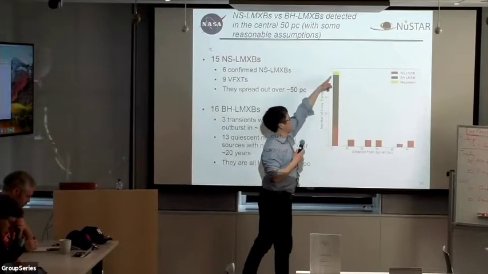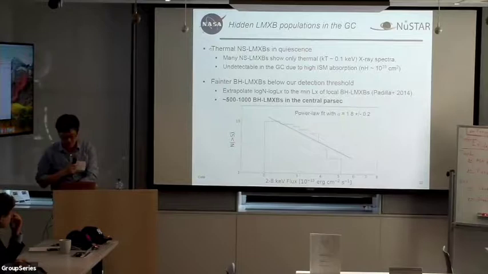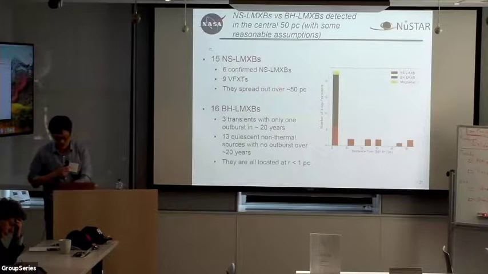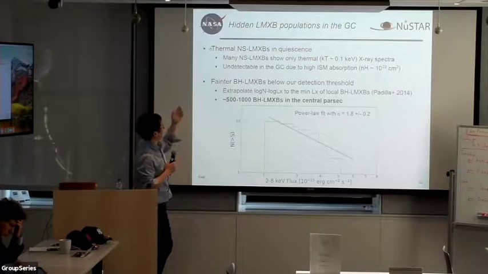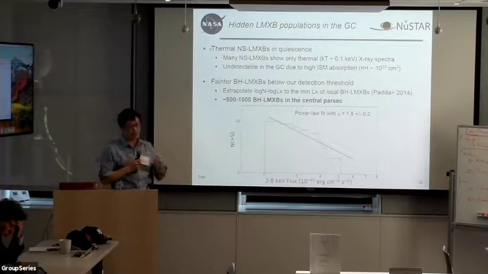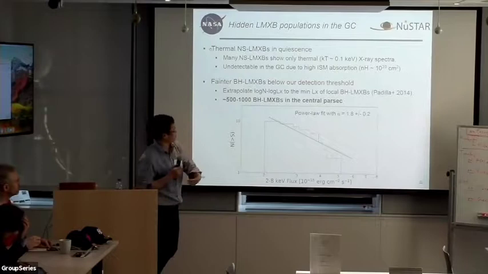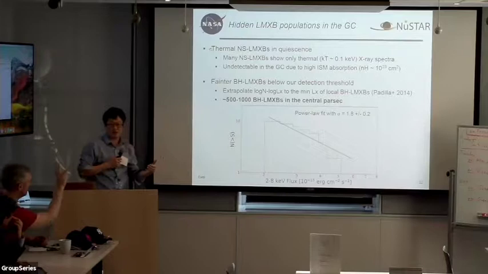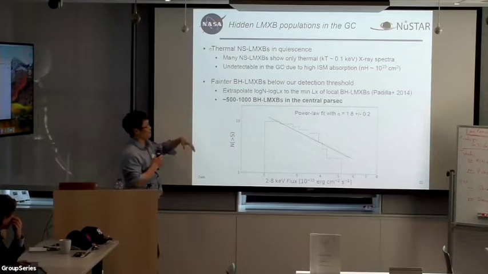Okay, so right now there are about 15 neutron star and 16 black hole LMXBs, but that's not the whole story, because we may have some hidden LMXB population. Number one, if you look at the globular clusters, there are many neutron star LMXBs with low accretion. They just give you thermal emission, but not non-thermal emission. These will be undetectable in the galactic center because we have higher absorption by the ISM. We are not going to detect them. So they're there, but we just don't know how many.